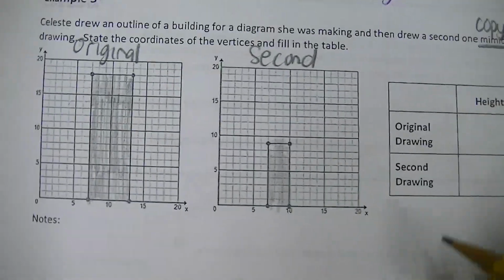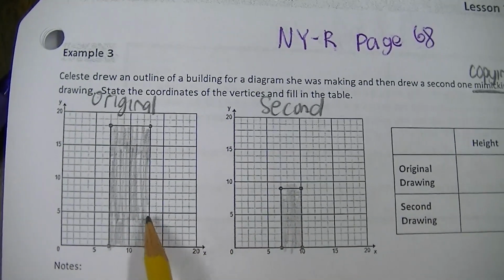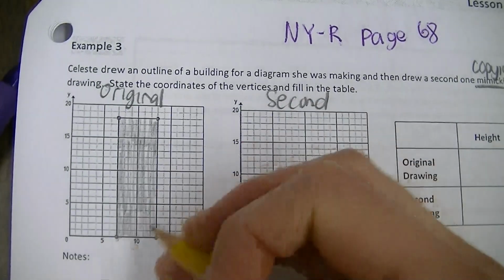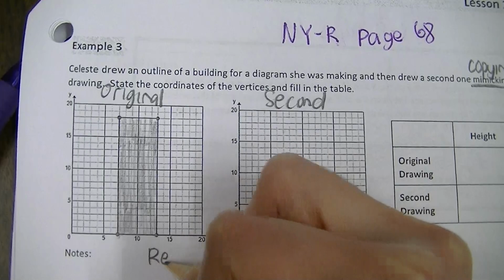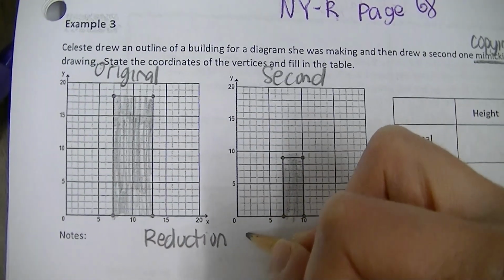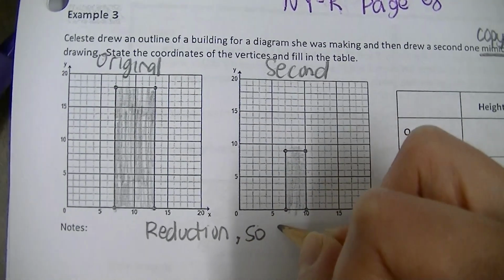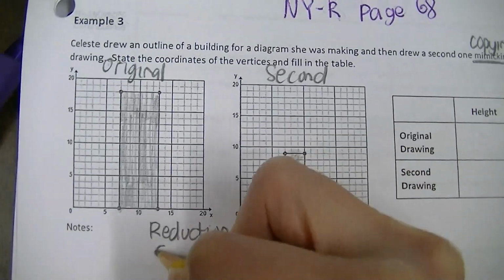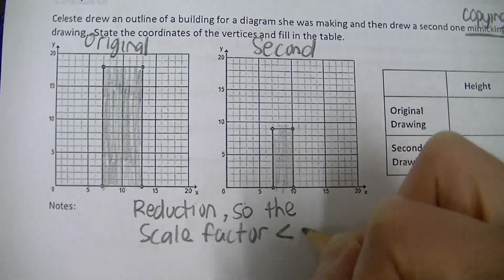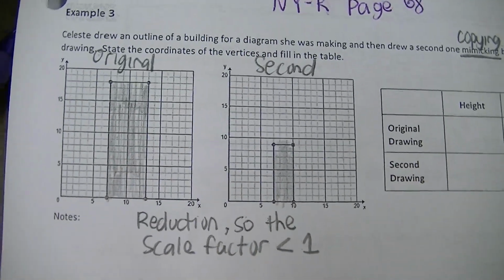Okay, and you'll notice that with this scale drawing, this right here is a reduction of the original. So it's a reduction. And what you should know about reductions is that the scale factor will be less than 1. Okay, because it went from big to small. It's a reduction, so you should know that the scale factor is less than 1.